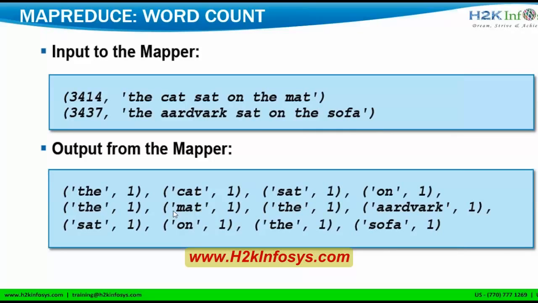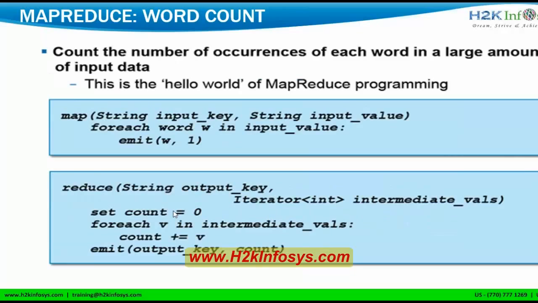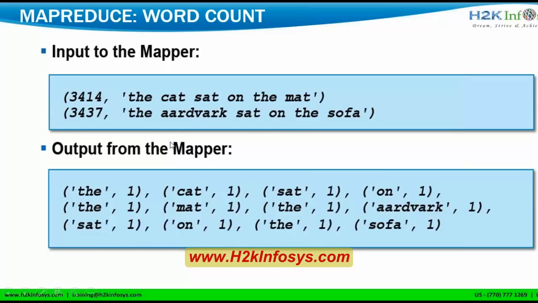Once it goes through the mapper phase, it will be emitted with each word separated, comma 1, right? That is what our algorithm says, emit word comma 1. So it is emitting separately. The is coming one time, cat is coming one time, sat is coming one time, and on is coming one time. Again the is coming one time, mat is coming one time, the is coming one time, and so on. Our whole input string will be divided into key comma 1.